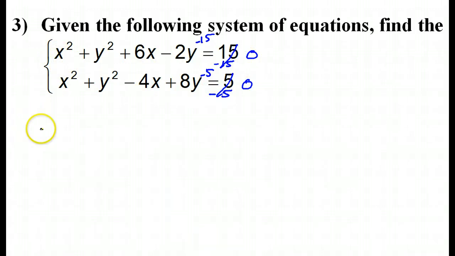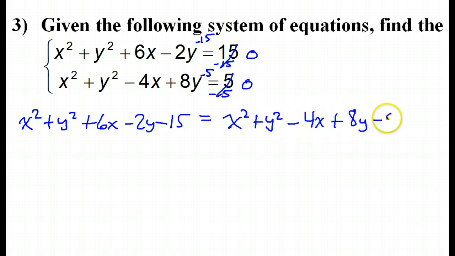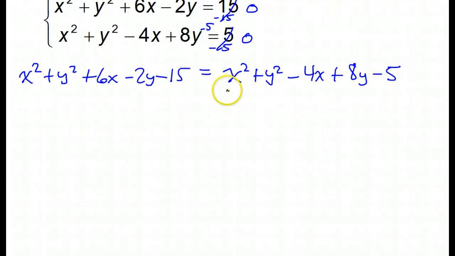So what I have here is x squared plus y squared plus 6x minus 2y minus 15, just moved it over, equals. Now here comes the second equation: x squared plus y squared minus 4x plus 8y minus 5. So, if I simplify this down, it should boil down to the equation of a line. Let's find that out. So, I will subtract x squared from both sides. Okay, they cancel out. I'm going to subtract y squared from both sides. So, they cancel out.